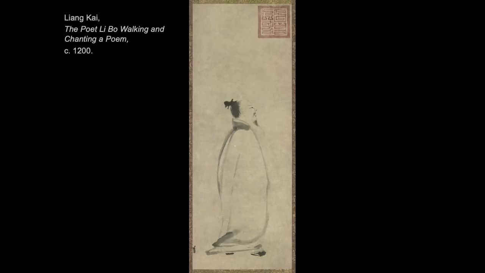Whereas here in Liang Kai's poet Li Bo walking and chanting a poem, we still have a very economical use of brush and ink. We have very few lines and marks to create the form, but they're also quite expressive. But you can see perhaps some of the similarities between the organic, flowing nature of these lines and the calligraphy on the previous slide.